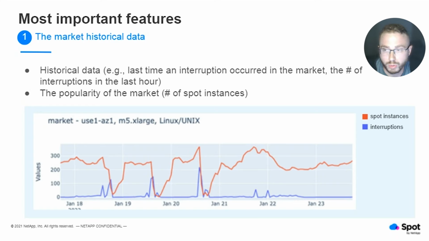Other features could be related to how many spot instances live in this market. And again, this gives the model an estimate of the popularity of the market. So those features are the most important for the decision.